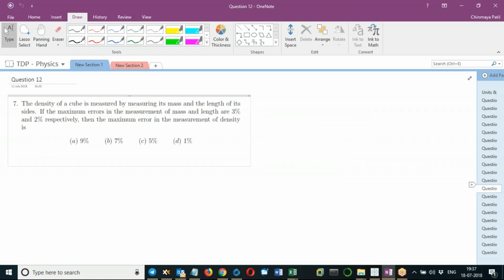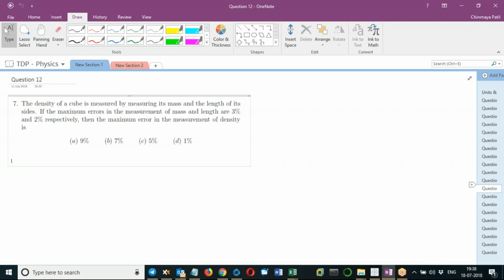In question number 7, it is mentioned that the density of a cube is measured by measuring its mass and the length of its sides. So the density is not actually measured by mass per volume. What it is getting measured is the mass and the length of its sides, not directly the volume, because that is the way the measurement is happening.